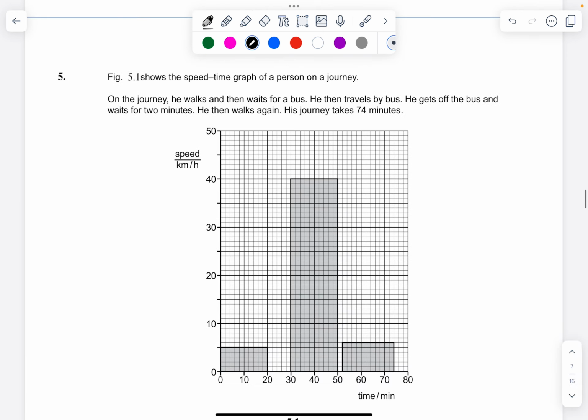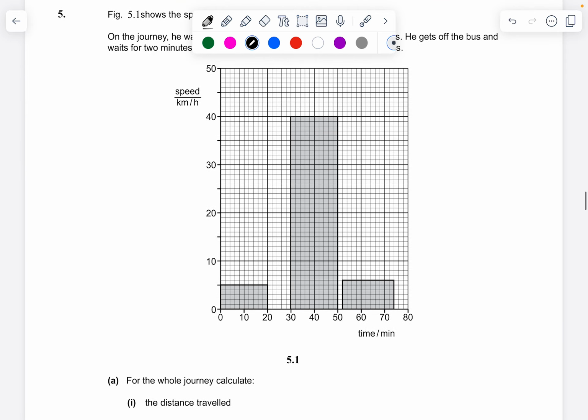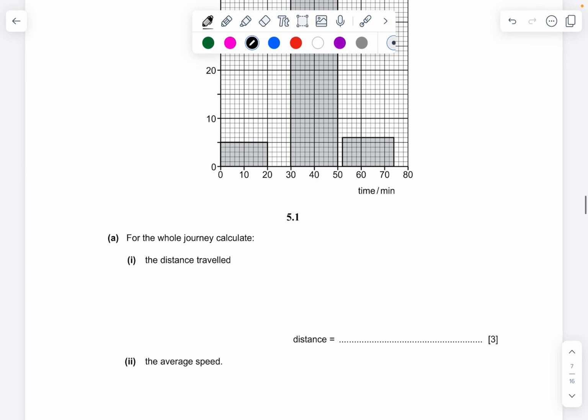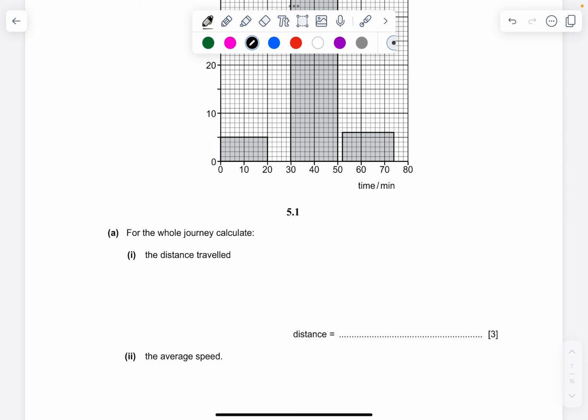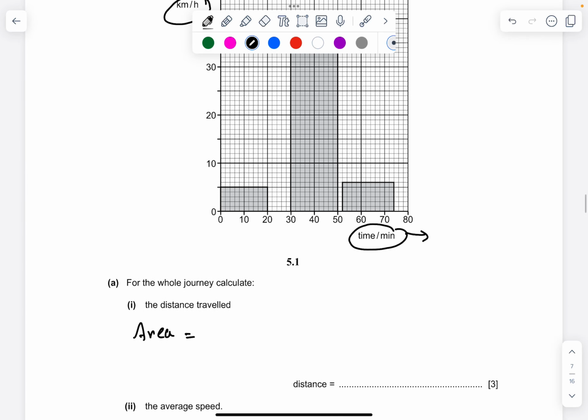Question number 5. The figure shows a speed-time graph of a person on a journey. On the journey, he walks and waits for the bus. He then travels on the bus, gets off the bus and waits for 2 minutes. He then walks again, and his journey takes 74 minutes in total. For the whole journey, find the distance traveled. Distance is going to be nothing but the area. But while finding the area of the rectangles, remember this is in minutes and this is in hours. So convert this also into hours.